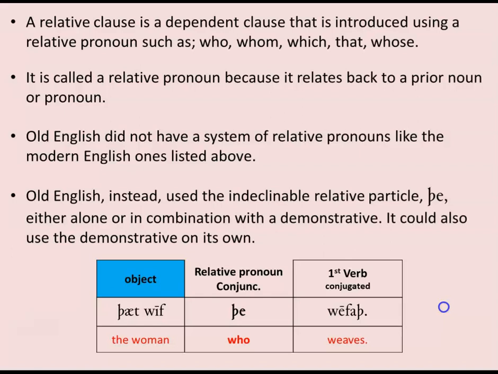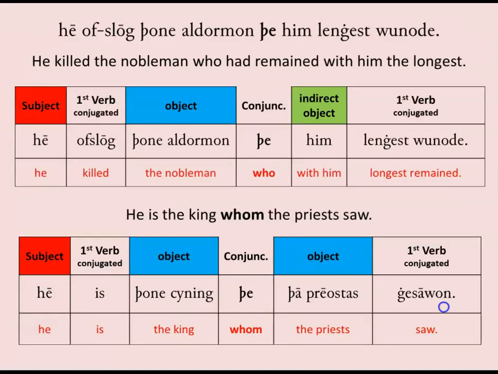Remember, the system of persons is first, second, and third. The first person speaks to the second person about the third person, so you can think of it that way. So the woman, wīf, is in the accusative, and the accusative demonstrative for that singular is þæt. Þæt wīf, þe wefeþ, who weaves.